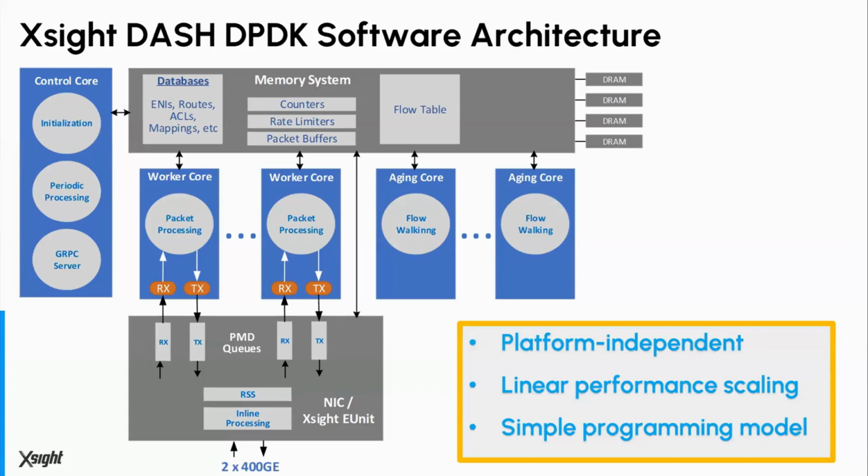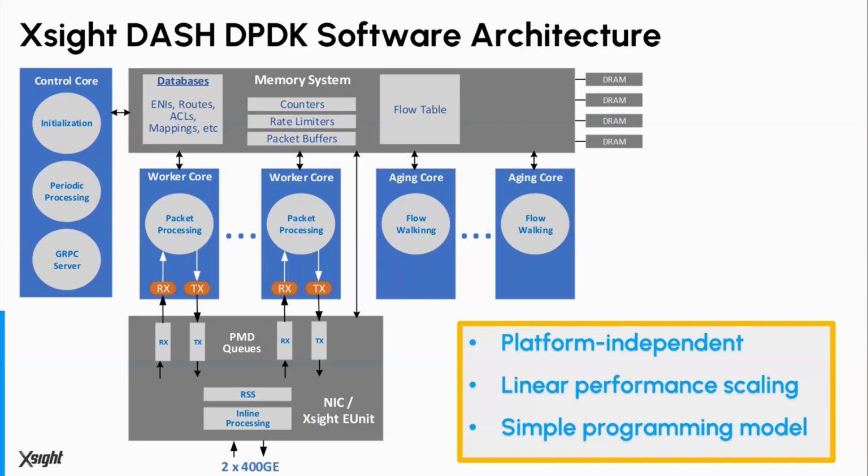This is a look at a diagram of the Xsight Labs Dash DPDK software architecture. The gray boxes are hardware, and the blue boxes are cores. In our case, they're ARM cores. If you look at the hardware on the bottom, there's the NIC, or in the case of our DPU, we call it the E unit. It really doesn't matter. What matters is that the hardware provides a poll mode driver, a DPDK poll mode driver, for interfacing to the Ethernet network.